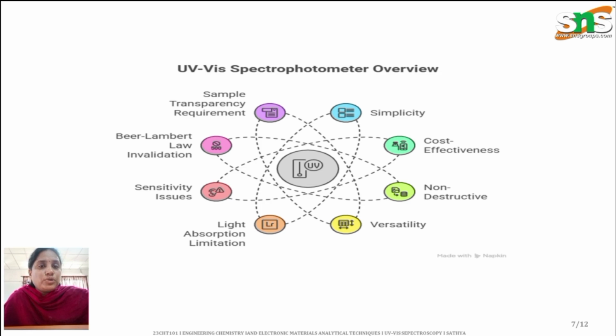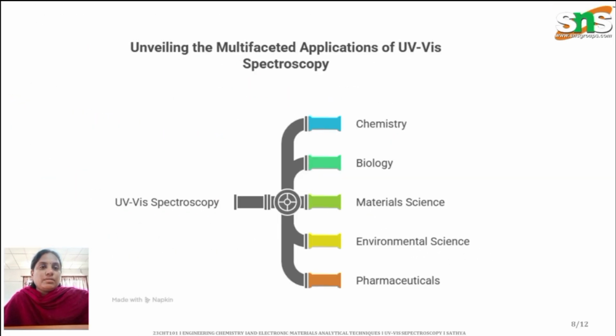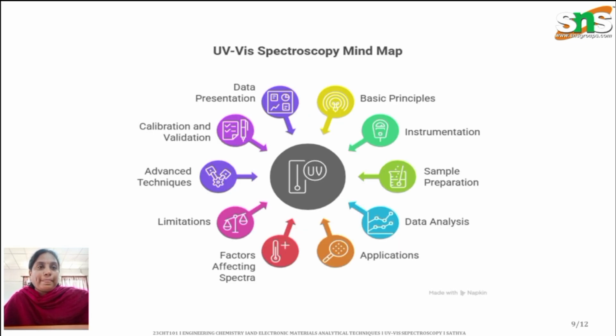Sample transparency is very important for the UV visible spectrophotometer, and it is also a cost effective and non-destructive method. It has limitations in light absorption and sensitive uses. UV visible spectroscopy is a major method. It is useful in chemistry, biology, material science, environmental sciences, and pharmaceuticals. In all these fields, we are using UV visible spectroscopy. This is a very good instrument for finding the absorbance of a solution.